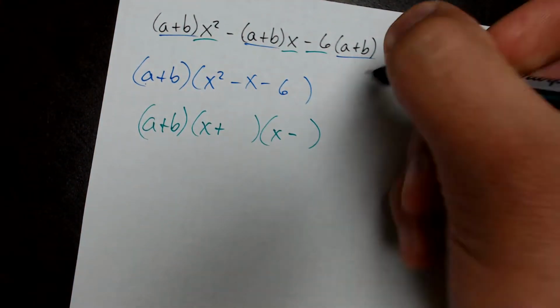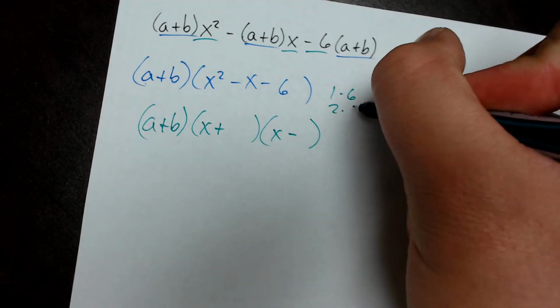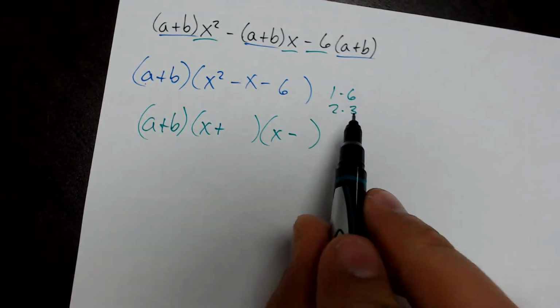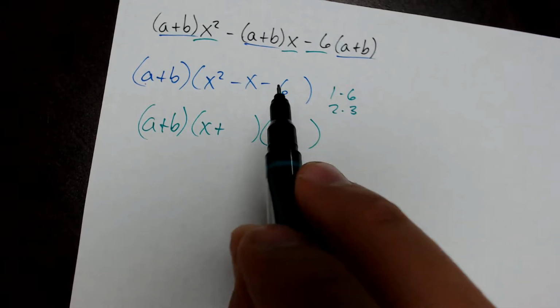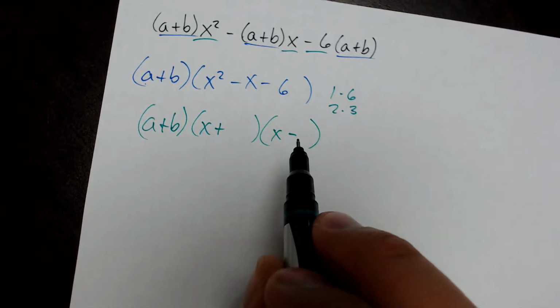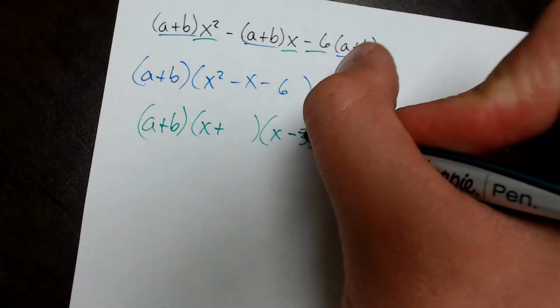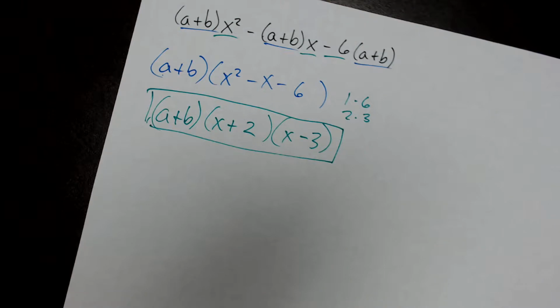And then factors of 6 are 1 and 6, and then 2 and 3. The numbers that are 1 apart are 2 and 3. Since the negative wins, the bigger number will go to the negative. So 3 and 2, and that is my answer. A plus b parentheses, x plus 2 parentheses, x minus 3 parentheses. So that's factors that are sums.